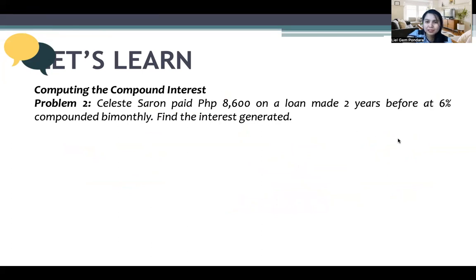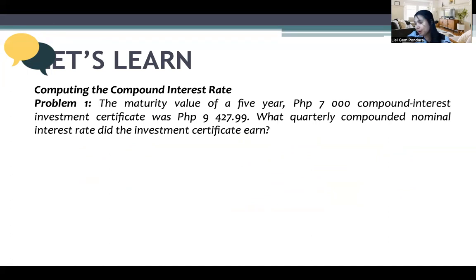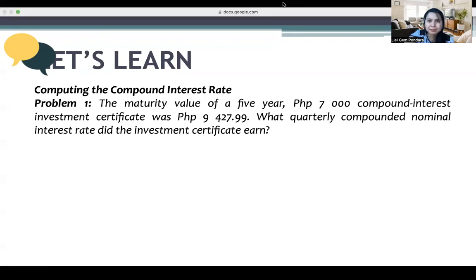Okay, let's go to finding for the compound interest rate. Now, here's what's very interesting with the compound interest rate, because actually it's the J, right? It's the nominal rate. So how do we solve for that? We can use the main formula. Let me start.